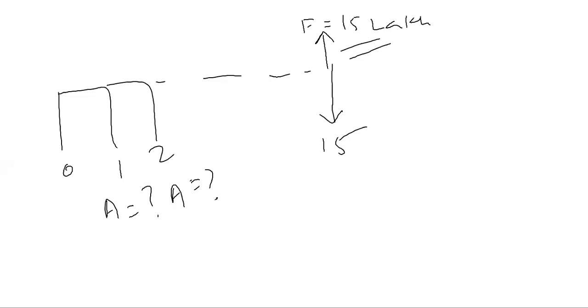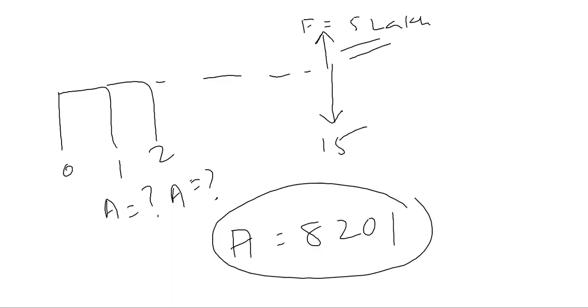Ma'am, is it 24,604? No. Ma'am, 15 lakh, 5 lakh. 8,201. Yes. I've written it wrong. So it is 5 lakh. Ma'am, the answer is 8,201. Yes, this is the answer. 8201 is the answer. The fourth formula.